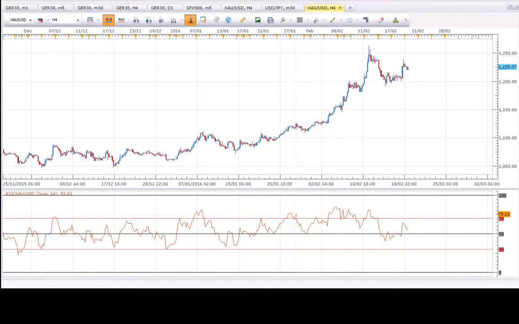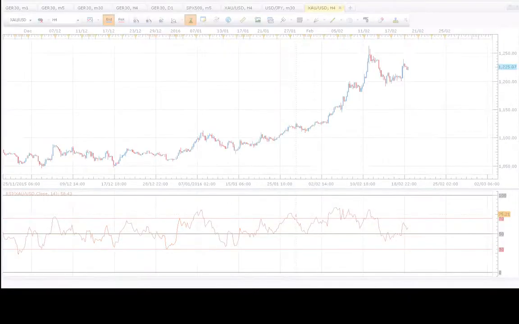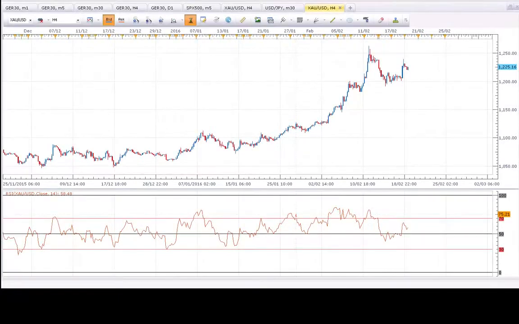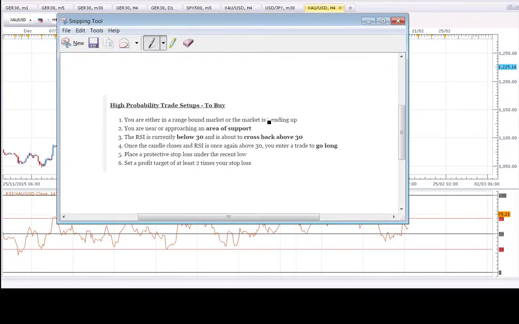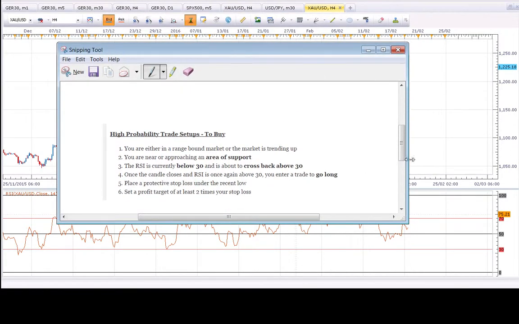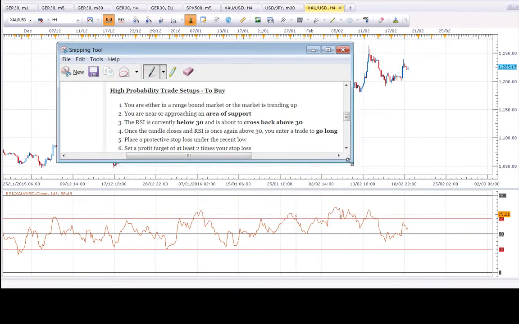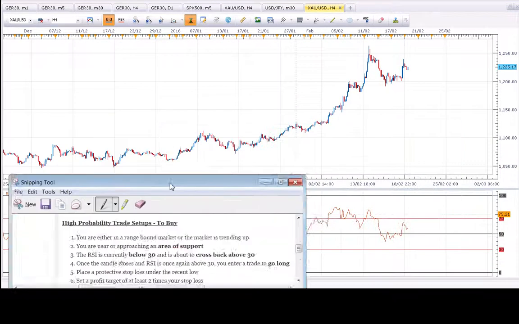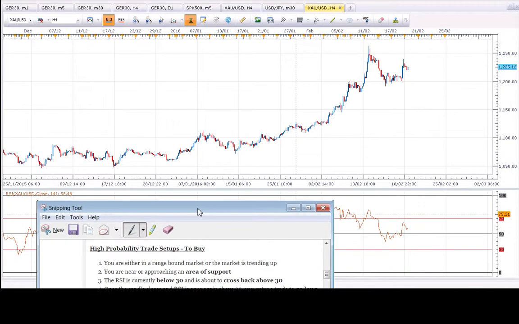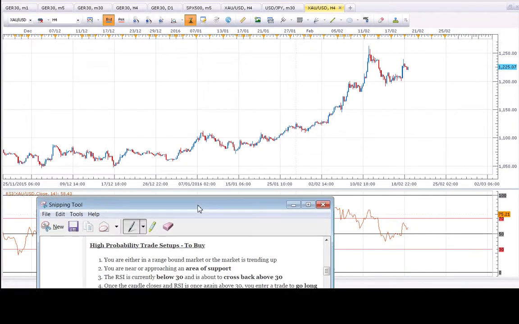So let's just take a look at this. And we've got a gold setup here. So high probability setups to buy. You determine your market first of all, which we have. We've determined that the market is ranging. Sorry, it's not ranging at all. The market is trending up, as you can see in front of you there. This is a 4-hour gold chart. Definitely bullish, right?